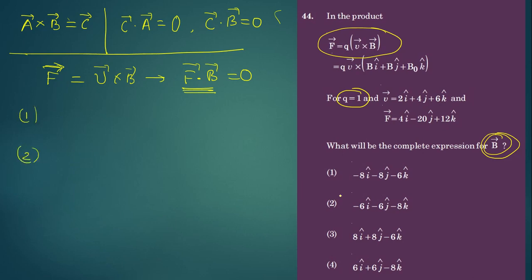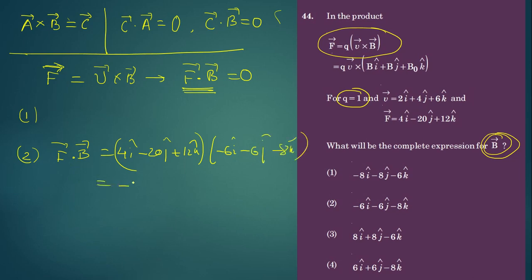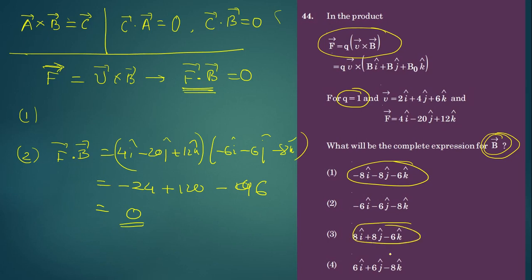I will just check option number 2 because I already know that option number 2 is the correct one. So F dot B, what is F? F is equal to 4i minus 20j plus 12k. This is minus 6i cap minus 6j cap minus 8k cap. So this will be equal to minus 24 plus 120 minus 96, since 12 into 8 is 96. So this will be equal to 0. So that's the answer. It is giving 0. You will realize that when you check the same for options 1, 3 and 4, you won't get 0. Let's proceed.